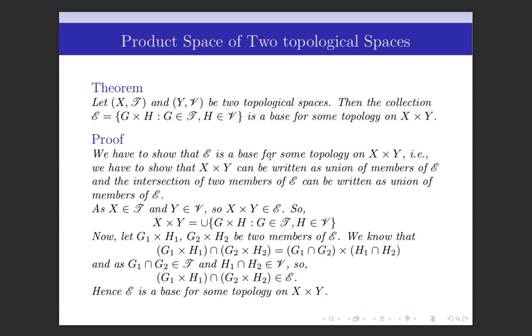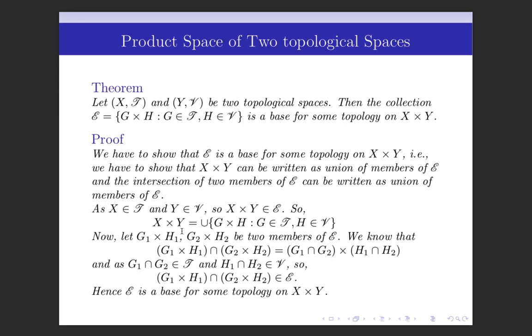Here we note that X is open, so X belongs to T, and Y belongs to V. So X cross Y by definition belongs to E. So X cross Y is a member of E. So if we take the union of members of E, then that union will be equal to X cross Y.